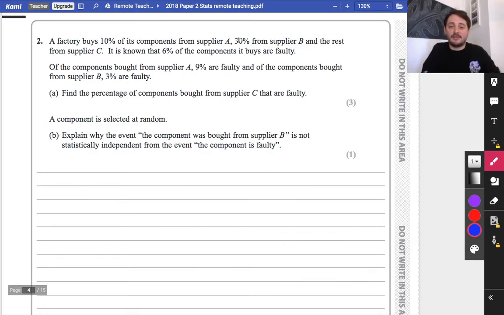A does 10%, B does 30%, well that's 40%, so C must be the rest, which must be 60%. That's 100%, take away 10 and take away 30.